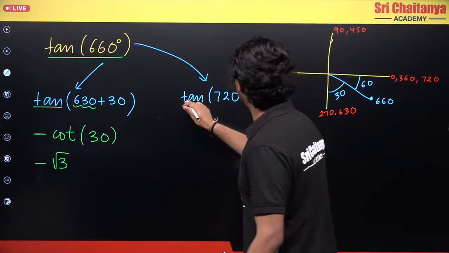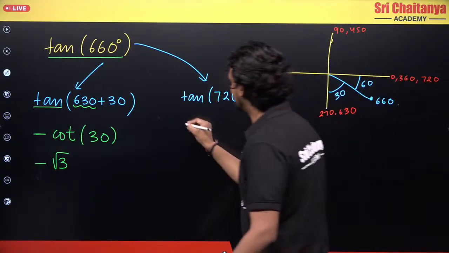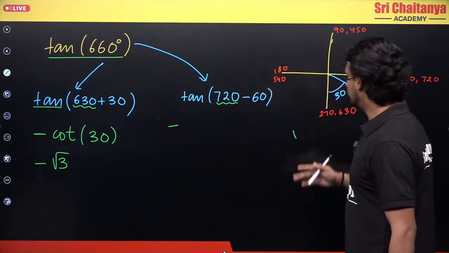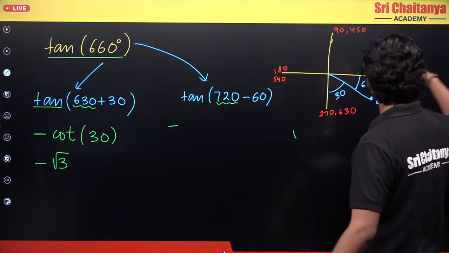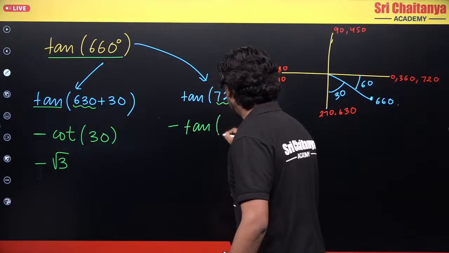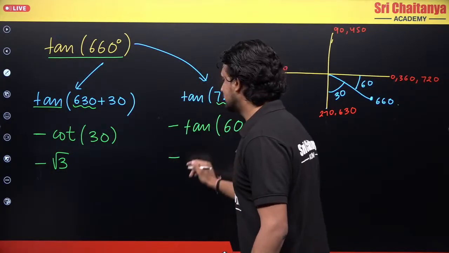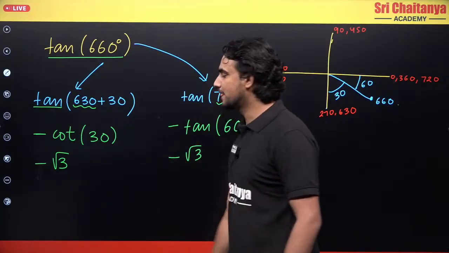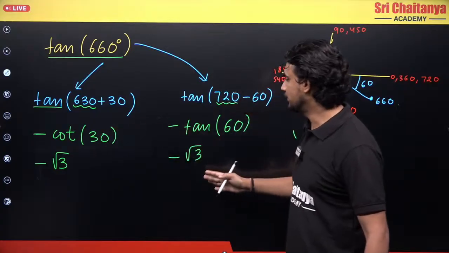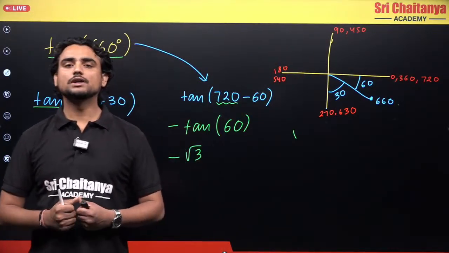Now tan 660 lies in the fourth quadrant, so the value will be negative. Now what is this? This is which angle? This is the horizontal angle, no? 720 lies somewhere here. So I will not change, I will keep tan as it is, and I will write 60 as it is. So this will give me minus, and what is the value of tan 60? Tan 60 is root 3. Okay, so we have used both the methods and we got the same answer. You can use any of the methods, both will give you the same answer.